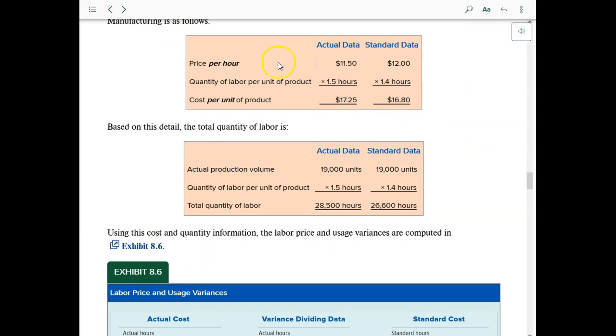We have price per hour. We thought we were going to pay 12, only paid $11.50. We used 1.4 hours. We thought we were going to. We used more than that. So that's why the per unit cost was higher than we had budgeted for. Actual data, 19,000 units. That means we should have used 1.4 times 19, 26.6. We used 28.5 because our actual usage for labor was more than the standard called for.